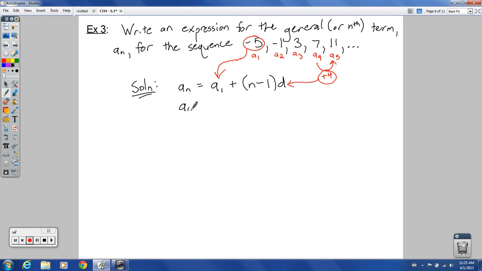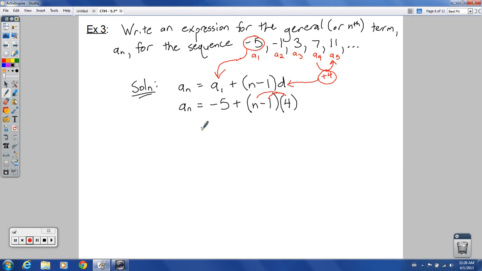That means a sub n in general would equal -5 plus whatever your n value is, minus 1, times this common difference, which is 4. And then at that point we would distribute the 4. Let's show that in a different color. Most of the time we're used to seeing the 4 on this side, distributing that way, but just because it's on the right side doesn't matter. You still distribute it through.